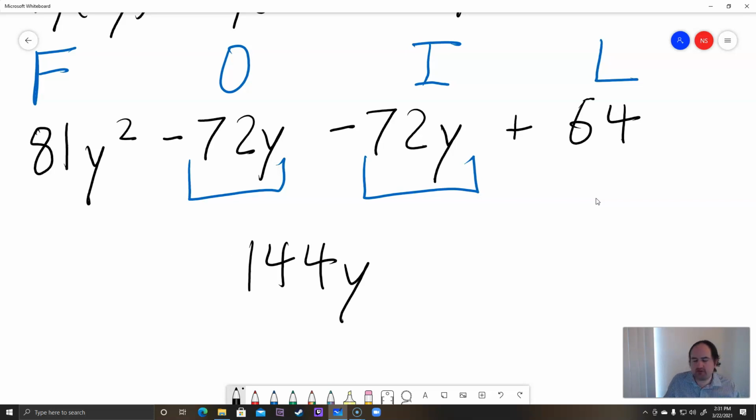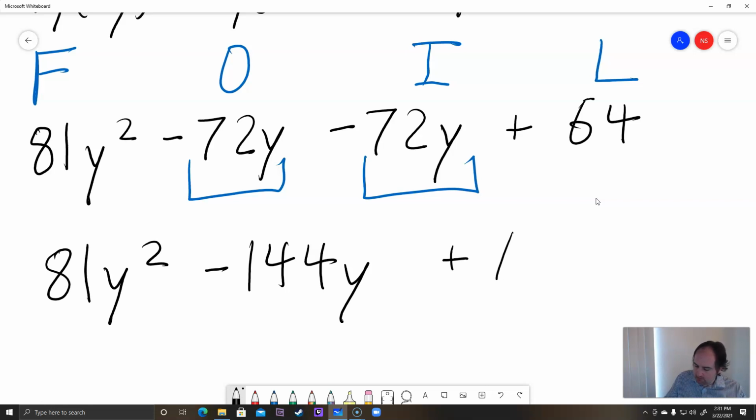Or you can write it out vertically, but you're going to see 2 plus 2 is 4, and then 7 plus 7 is 14. Okay? So that gives you 144. But it's negative because they were both negative. Okay, so we have 81y squared minus 144y plus 64. Okay, and that's going to be our answer for that one.